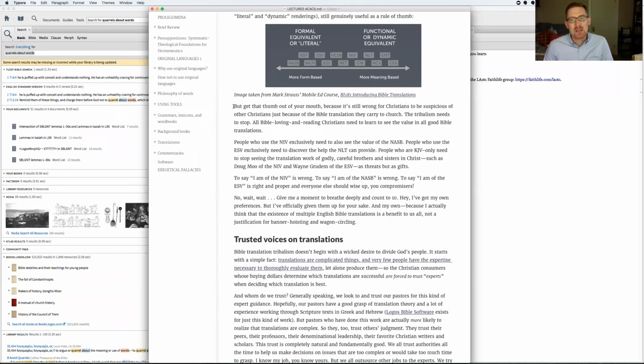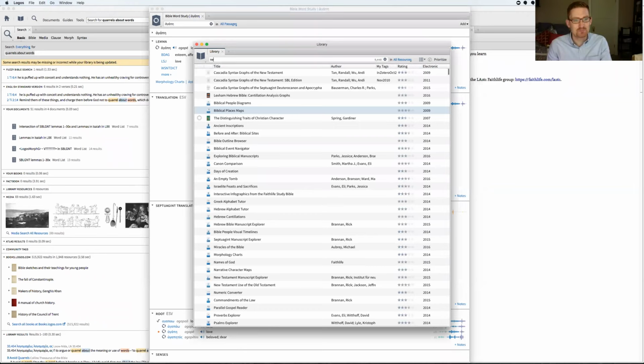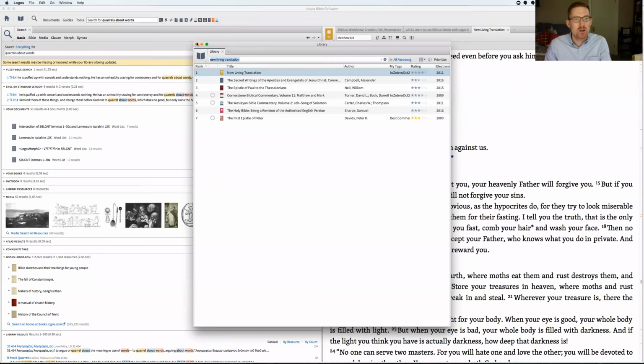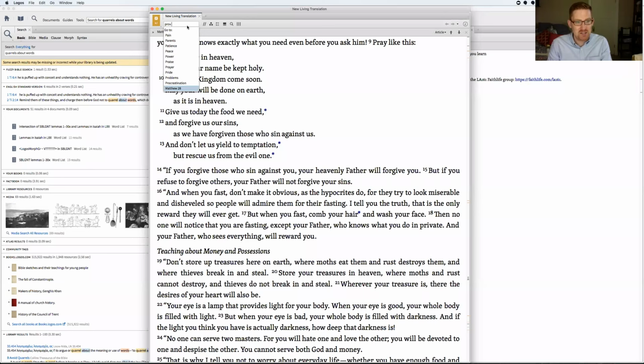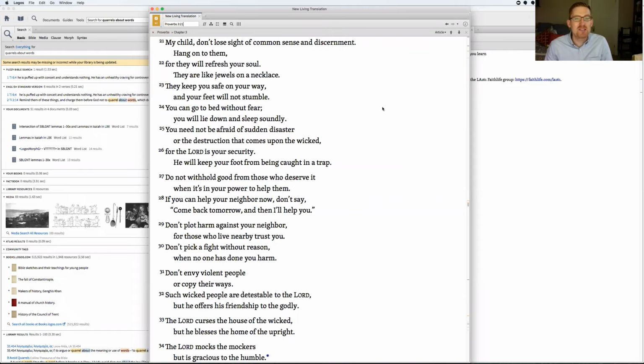In fact, I don't know that I've ever actually sat down and read Proverbs 3:21b through 23 in the New Living Translation, so I'm going to do that. Let's see how much easier it is. My child, don't lose sight of common sense and discernment. Hang on to them, for they will refresh your soul. They are like jewels on a necklace. They keep you safe on your way, and your feet will not stumble. I think that's easier to understand for just about anybody than the New American Standard Bible is.